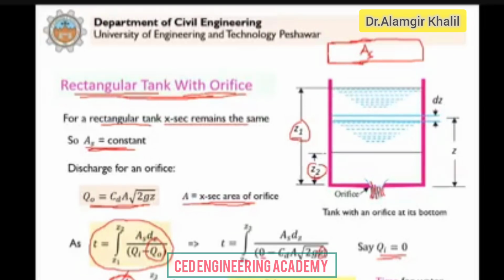For example, if we want to completely empty the tank, then in that case what will happen? Z2 should be equal to 0 for completely emptying the tank. Clear?